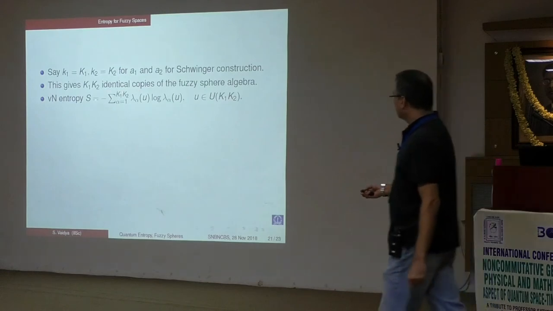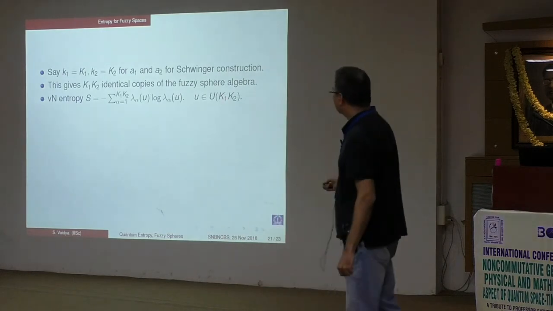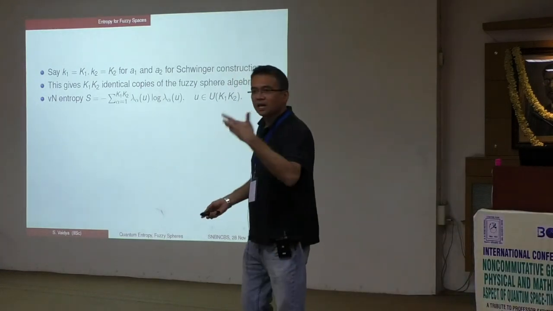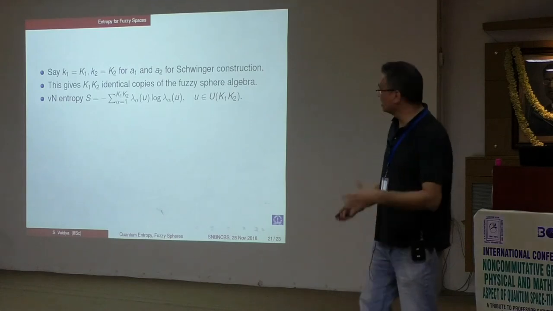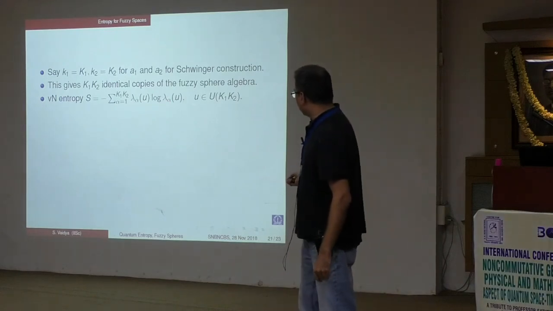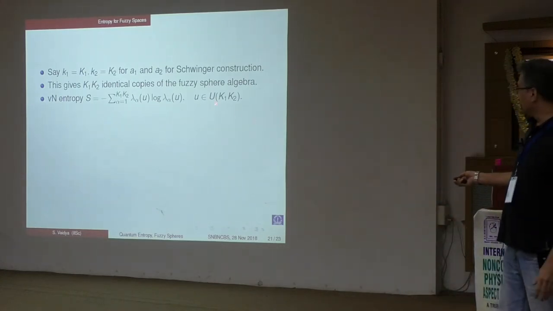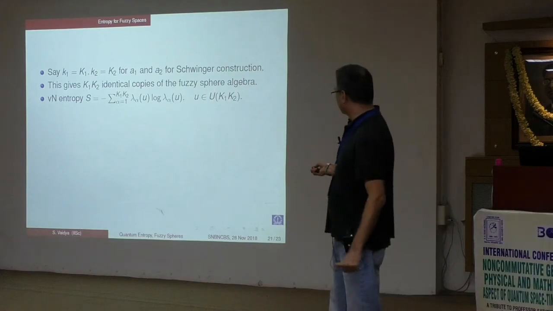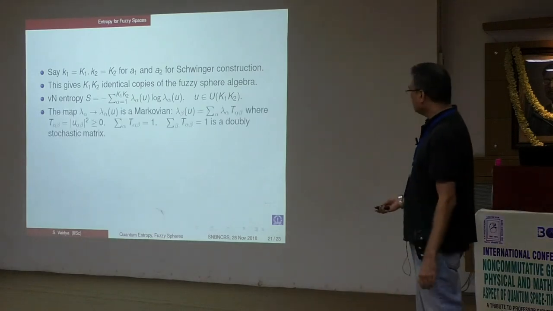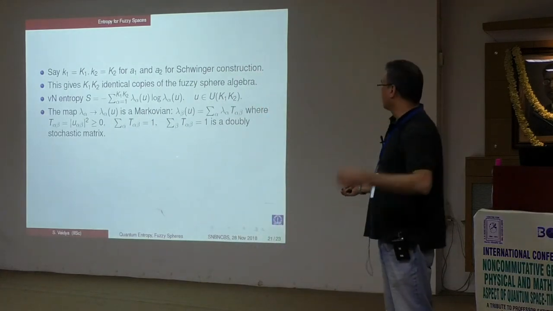And now, because there are so many identical copies of the fuzzy sphere algebra, you can go ahead and compute the von Neumann entropy associated with this space. It's exactly like how I showed you for the case of three spins. You will find that there is now a von Neumann entropy associated with this, and the size of the unitary matrix is no longer SU(2). It's now a much bigger unitary group, of the size U(K1 times K2). So this is the entropy associated with the fuzzy sphere in this way of construction.